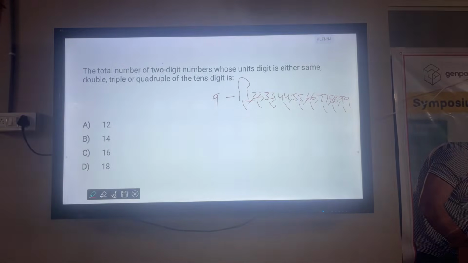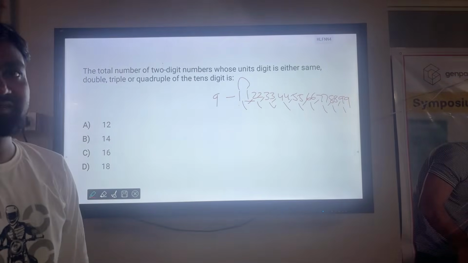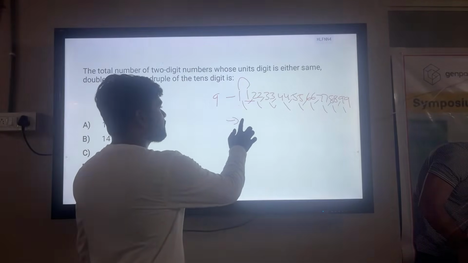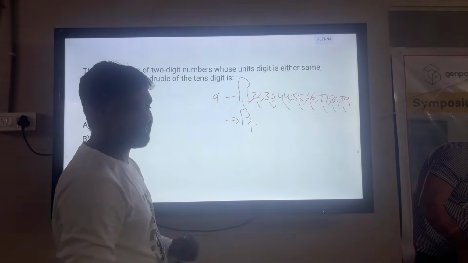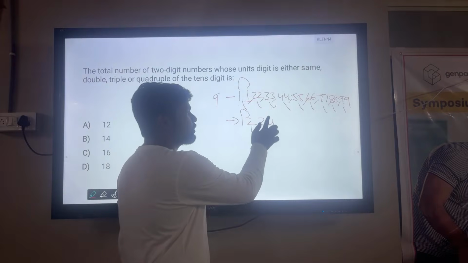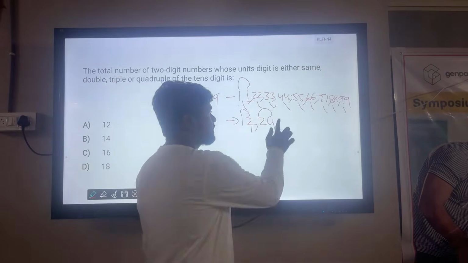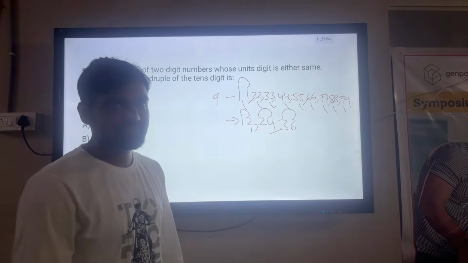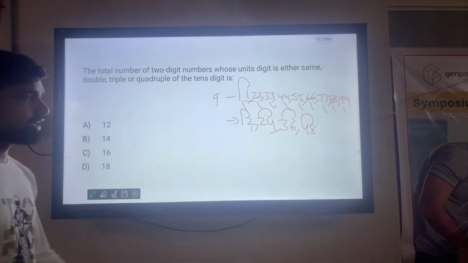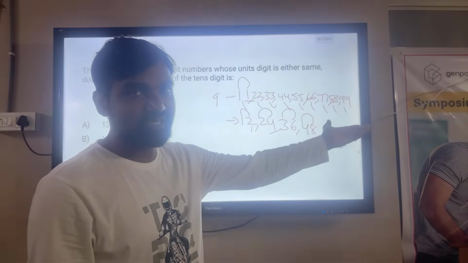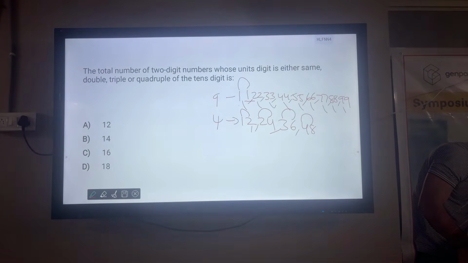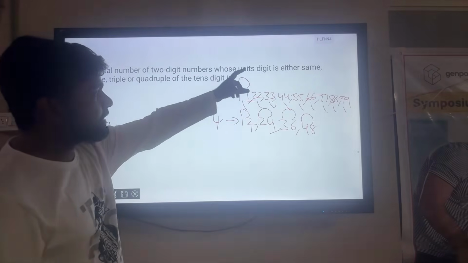In the next case, the unit digit is double the tens digit. Like 12, the unit digit is double. Next, 24, then 36. The unit digit is double the tens digit. Next, 48. Do you get any other numbers where it is double? No. How many are these? 4. Same is over, double is over.